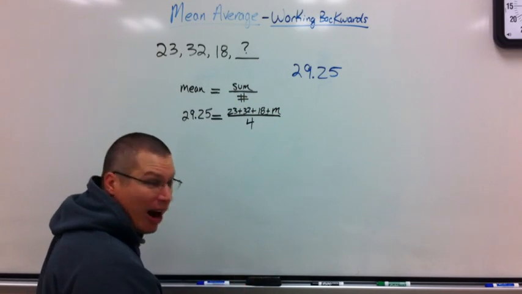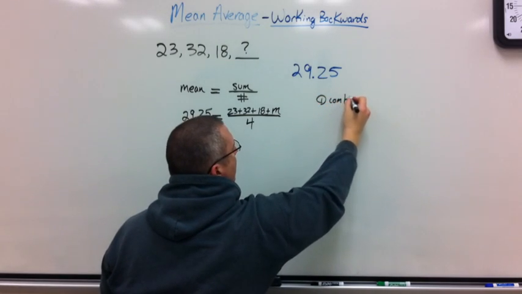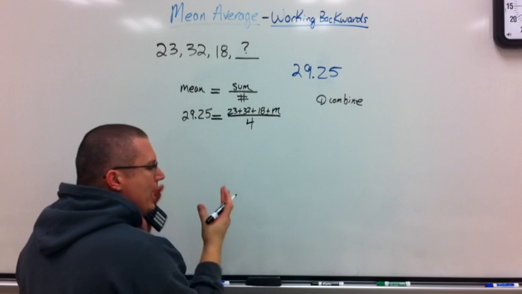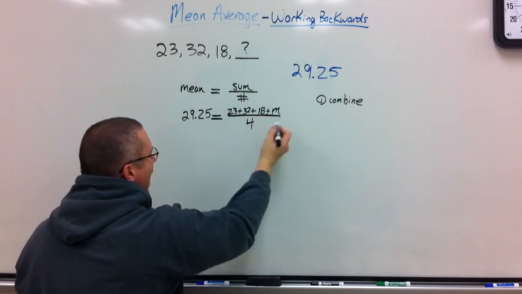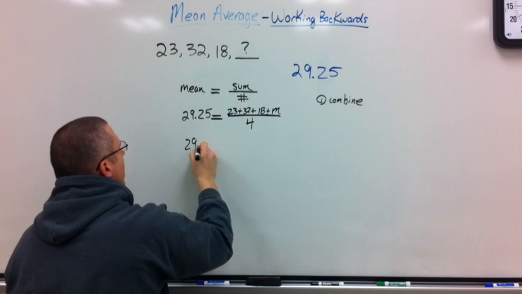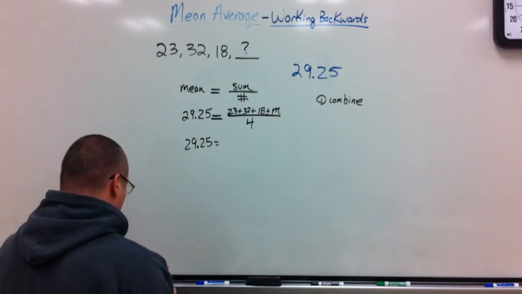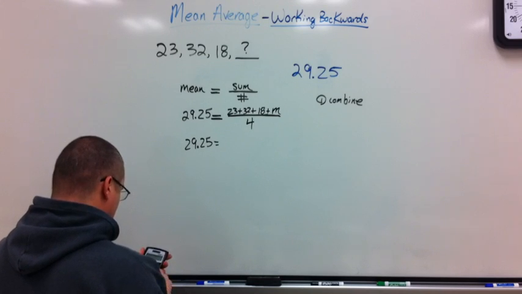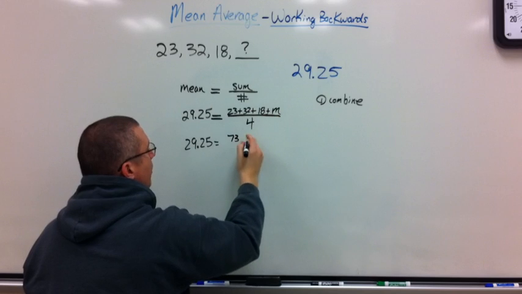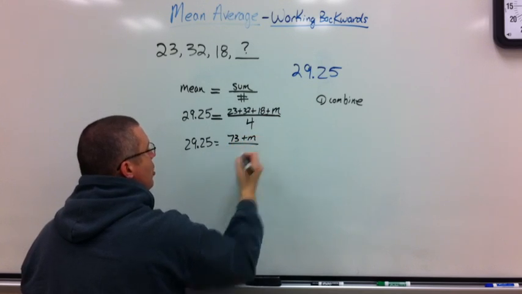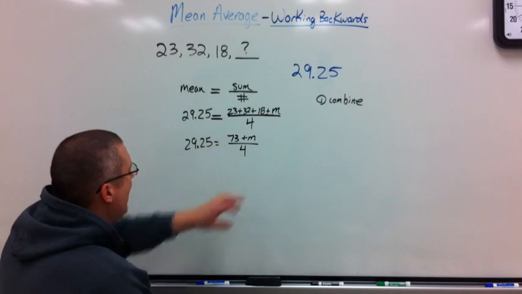Now we want to start using our algebra. First thing I would want to do is combine anything that I can. Is it possible to shrink this picture down? And it is. I can take the numbers in my numerator and add them together. So this becomes 29.25 equals, and I'm going to take the sum of these, 23 plus 32 plus 18, and I get 73. 73 goes here, plus m, that's still in my numerator, and I have a 4 in the denominator. I cannot combine anything else.